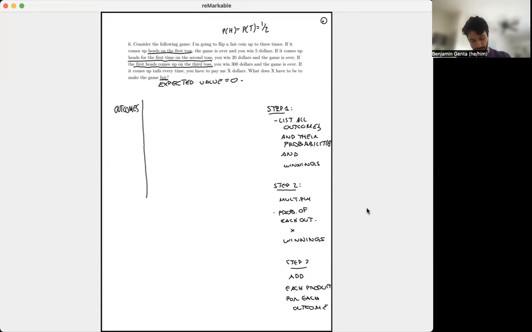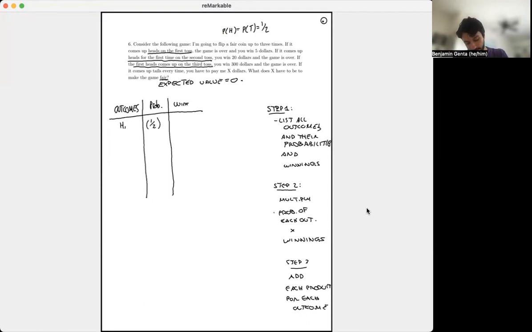Okay, so I underlined them. One is that heads comes up on the first toss. So let's just write this as heads, or if you want, H1. What's the probability of this outcome? Well, I told you over here that it's fair, and so it's just 1/2.